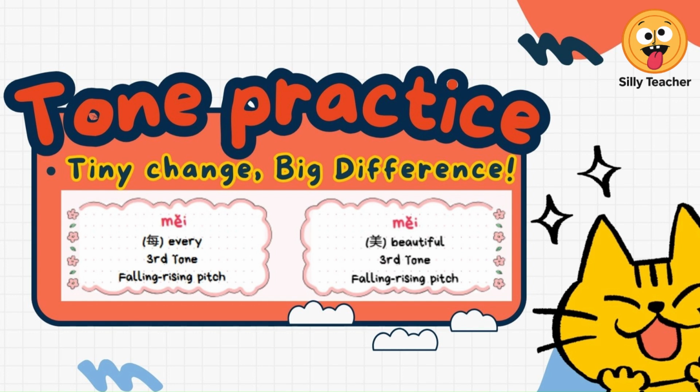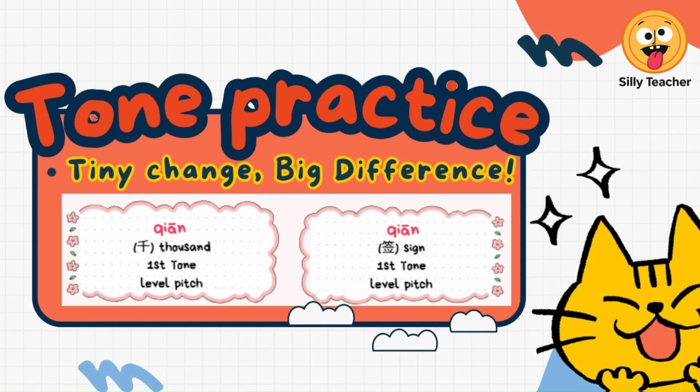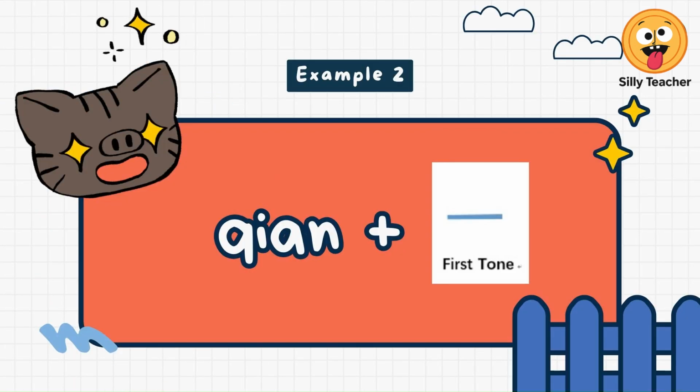So of course there are actually more meanings, but today in this video, for every sound we are only going to focus on two meanings, right? So let's look at some other examples. The second example that I have here on screen is thousand and sign, to sign one's name, right? Now, the word in Chinese is QIAN, first tone.